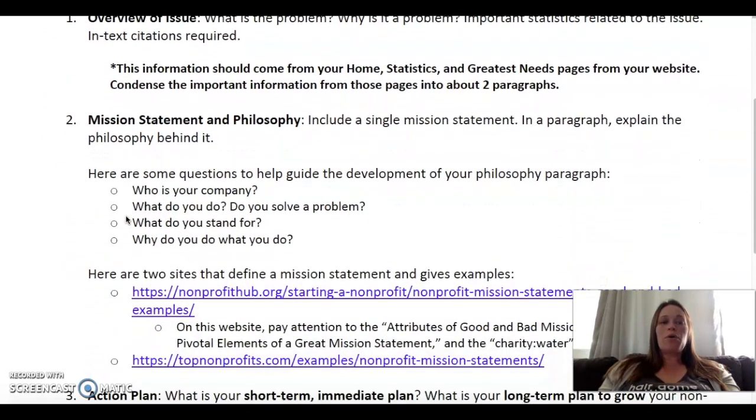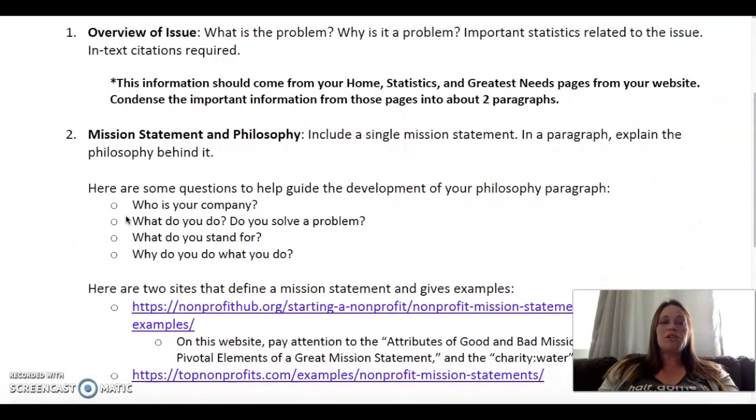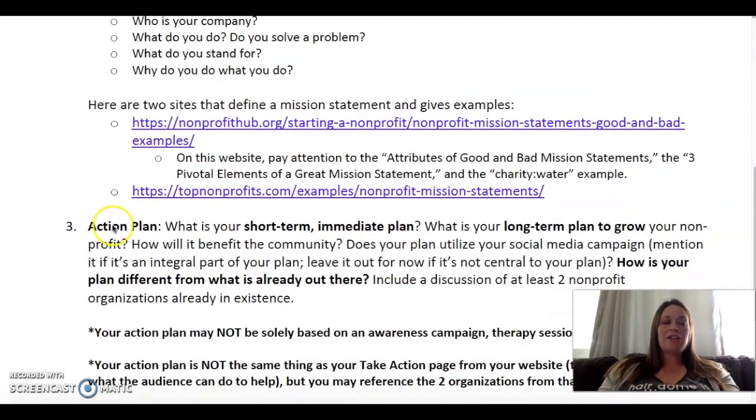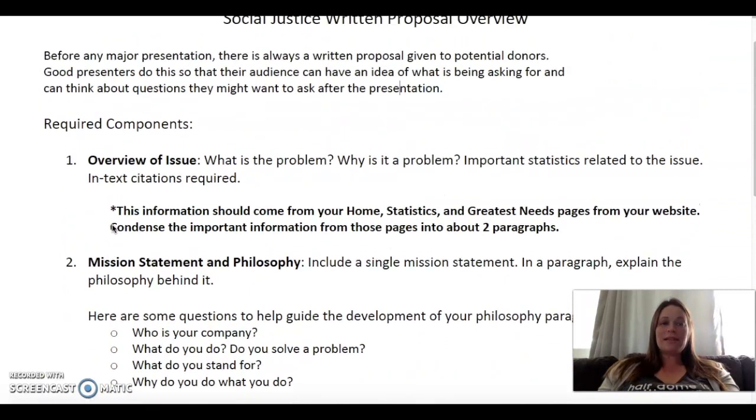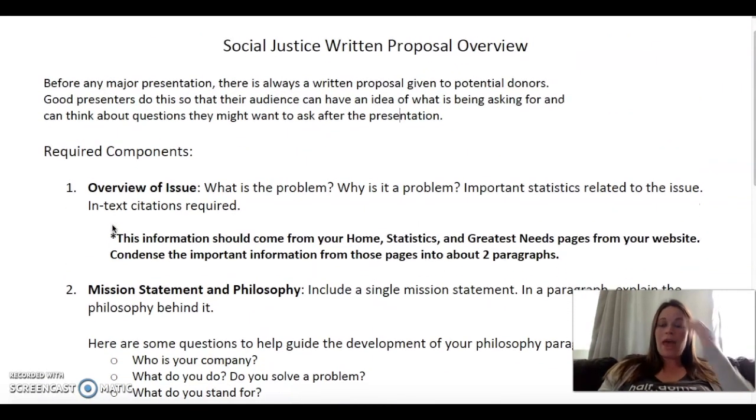Okay, so what you actually need, real quick, I'm just going to scroll through. There are 4 components: overview of issue, mission statement and philosophy, action plan, and then financial need. So those are the 4 pieces of your paper. Okay, those are the 4 things that have to be there. So let's start with the first one. This is actually easy, and you should be able to pull information that you've already gathered and synthesized on your website. Okay, number 1 is the overview of the issue.